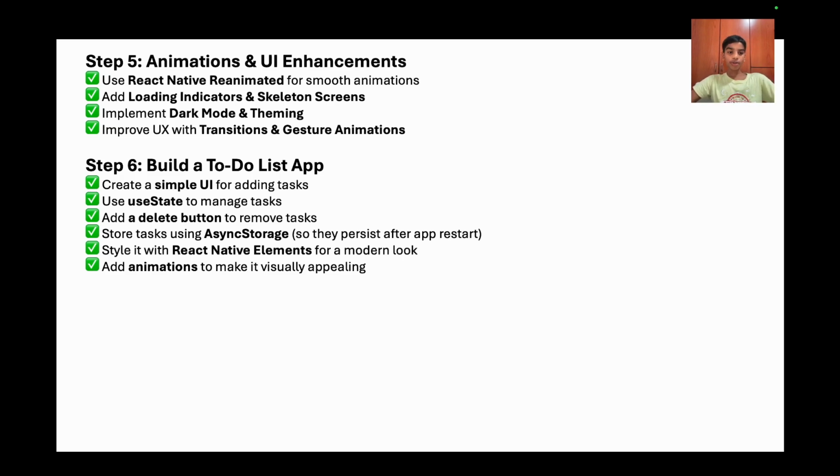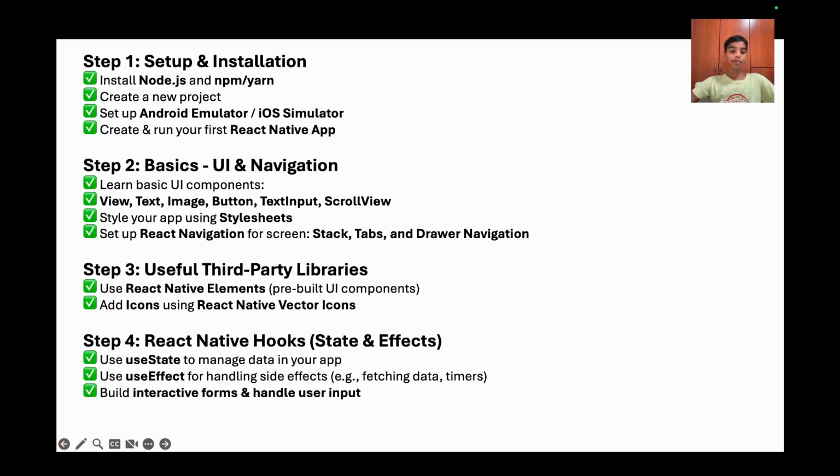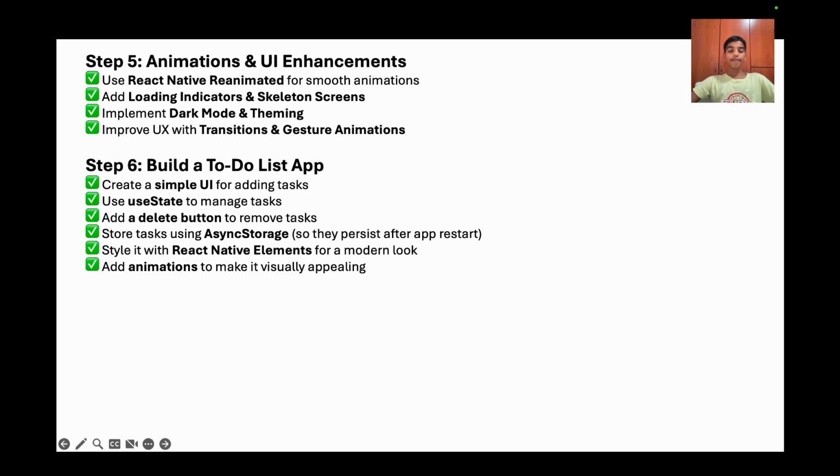So we'll have some simple UI, we'll use useState to manage tasks, a delete button to remove tasks, and we'll use a library called Async Storage so that they persist after restart. Then we'll also use React Native Elements that we'll learn in the third video, that's the third-party libraries. Then we'll also add animations that we have learned in the fifth video.